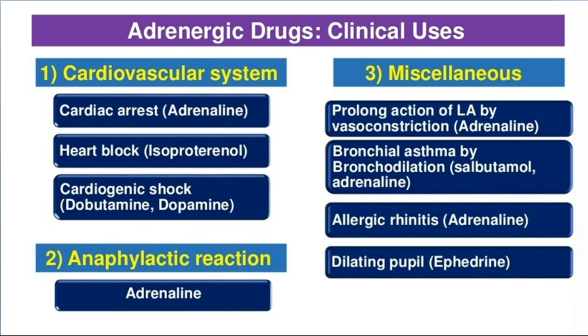Miscellaneous include prolonged action of local anesthetic by vasoconstriction, we prescribe adrenaline. Bronchial asthma by bronchodilation, we prescribe salbutamol and adrenaline. Allergic rhinitis, we can prescribe adrenaline. For dilating pupil, we can prescribe ephedrine.